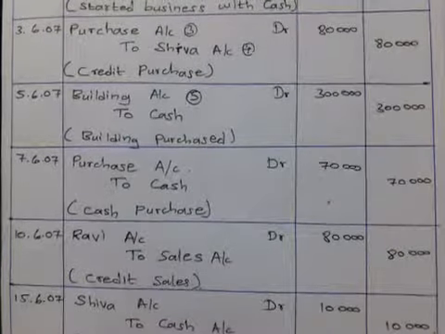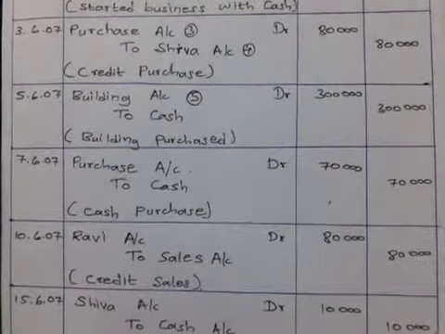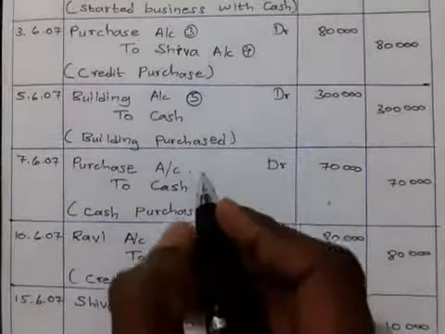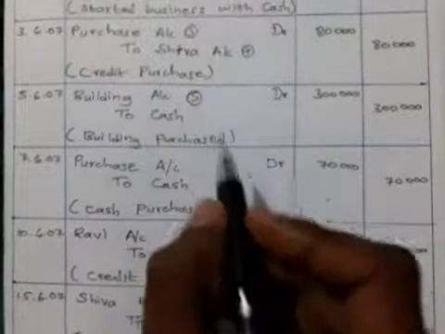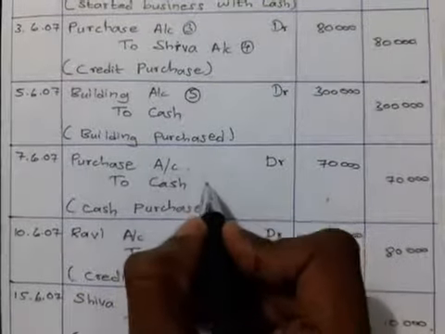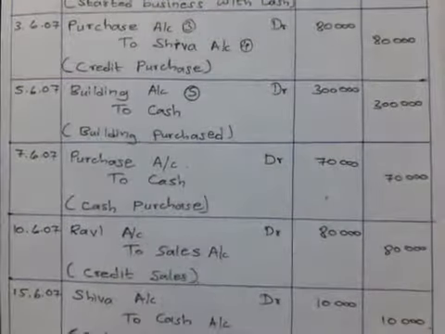Next one, in that case also about the purchase, but in this case this is a cash purchase. So we opened the purchase account already there, so no need to open again, and the cash account also is already opened.